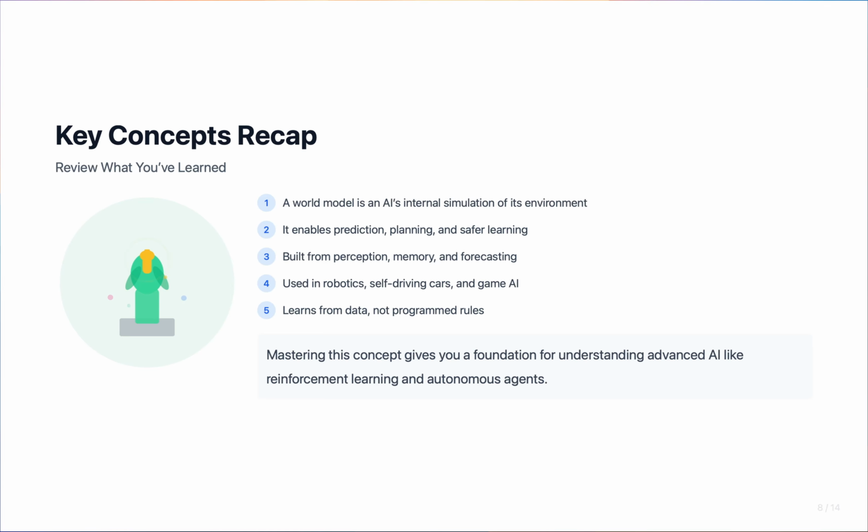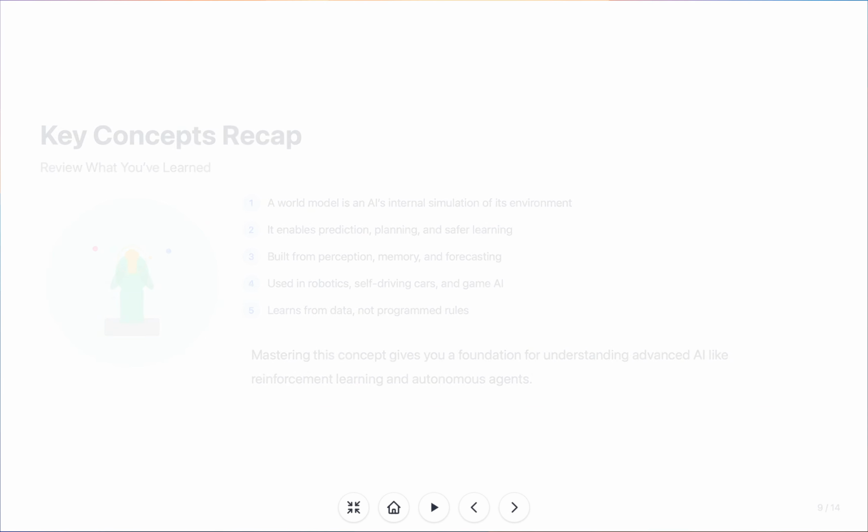Remember, a world model isn't a rule book, it's a learner. It gets better over time, just like you do. By understanding this, you're now equipped to explore more advanced topics like reinforcement learning and autonomous decision-making. You've taken a big step toward demystifying how AI thinks.